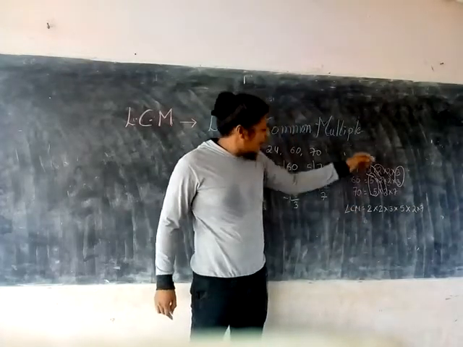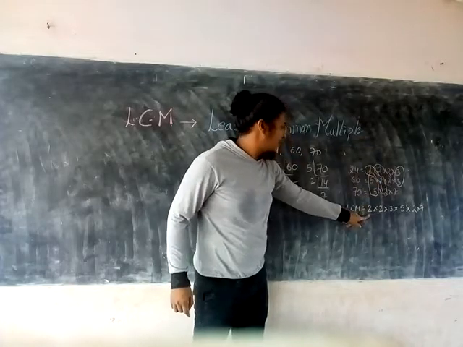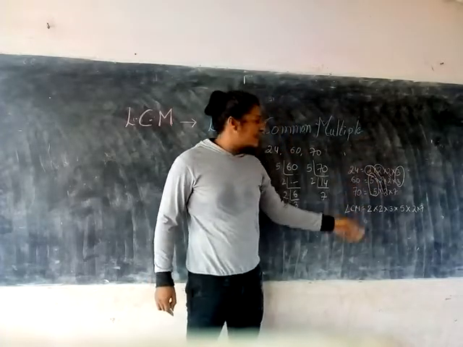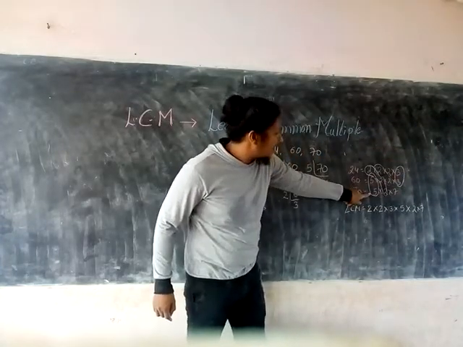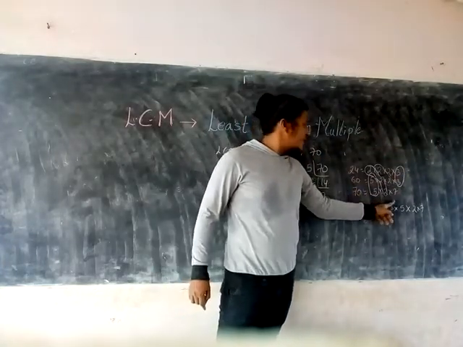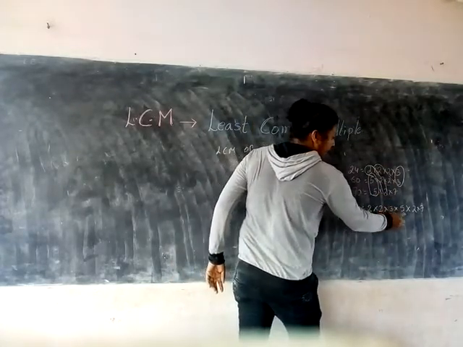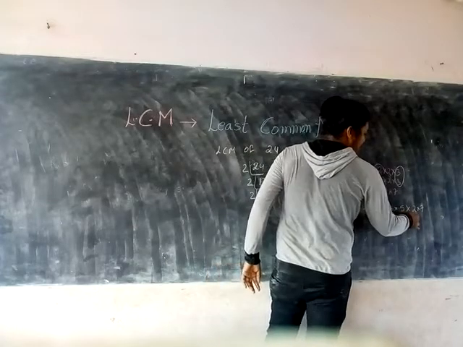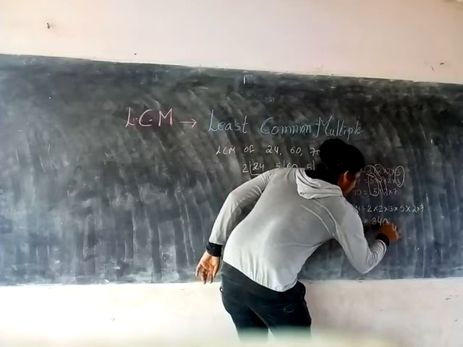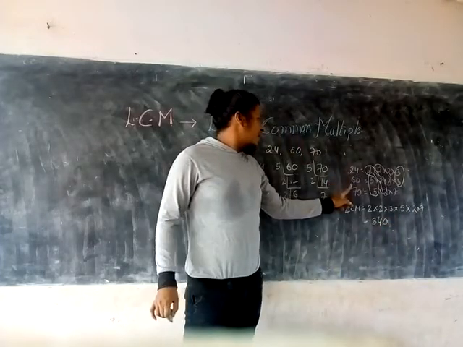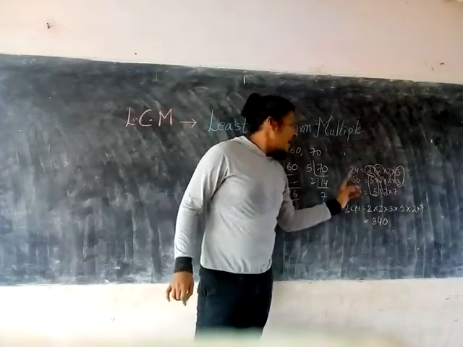What is the LCM? First you have to write which one is common in 3 numbers. 2 is common. Next you write which one is common in 2 numbers. Here 2, one more 3, here 5. Then we write the remaining numbers 2 and 7. 2 2s are 4, 4 3s are 12, 12 5s are 60, 60 into 2, 120, 120 into 7, 840. This is the LCM of 24, 60 and 70. So 840 is the LCM.